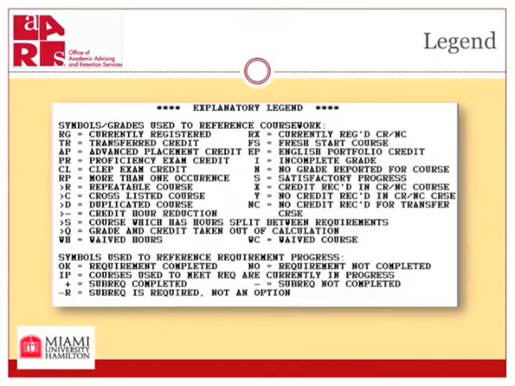Towards the end of the DAR, you will find an explanatory legend that shows what the various symbols of the DAR mean.